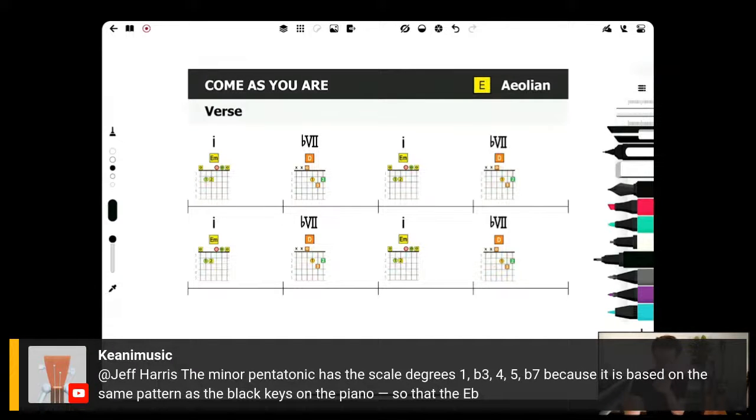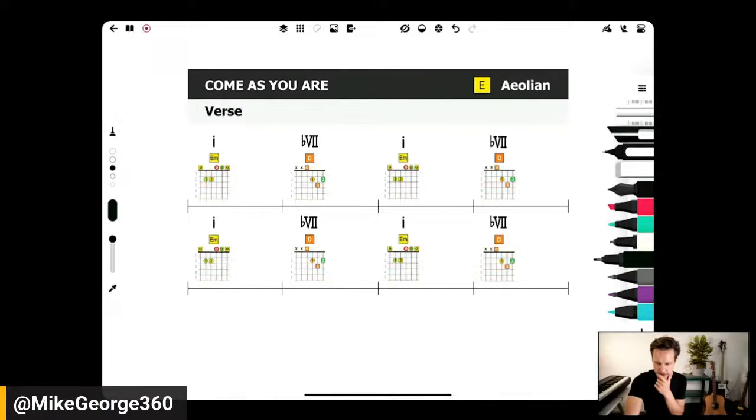So Keeney Music, speaking to Jeff's comment there, I love it. Yeah, the patterns are super interesting, and music is all about patterns.